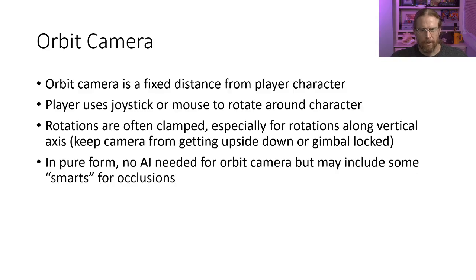It means that we don't really need any AI for this in the pure form. We might need some sort of special logic to deal with occlusions that might occur, though, and so we'll see some examples. So in fact, you rarely see like a true orbit camera, at least in commercial games. This is something that you can maybe easily do in Unity, but there tends to be some extra stuff going on just for usability in commercial games.